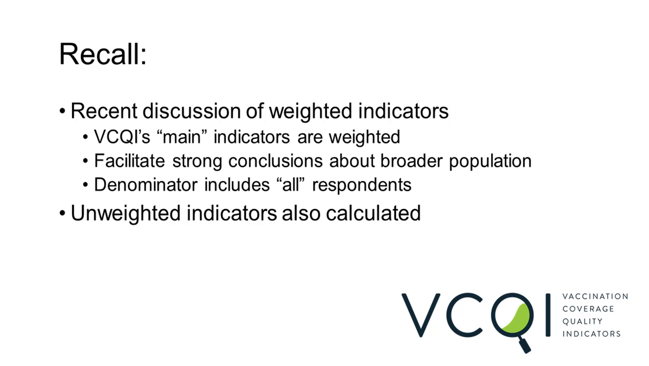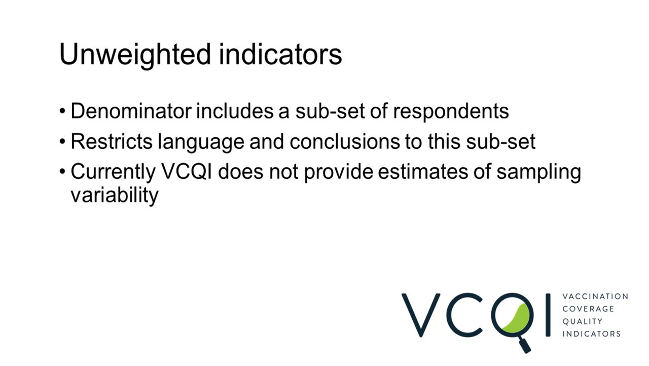At this time, all of Wiki's weighted indicators have a denominator that includes all respondents. Any indicator for which the denominator includes a subset of respondents is unweighted, and we restrict our language about strong conclusions to describing what we observed in the survey sample. We certainly hope that what we observe in the survey sample is indicative of what is happening in the broader population. But at this time, Wiki does not provide estimates of sampling variability for the unweighted estimates, and it does not encourage interpretation for the population as a whole. Just strong statements about what is observed within the sample.